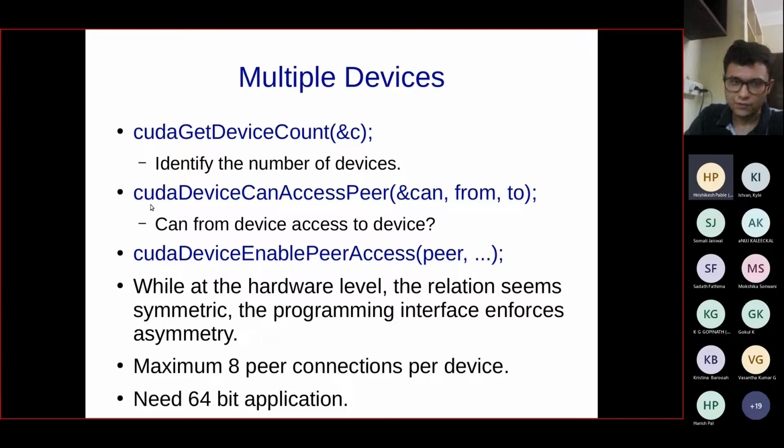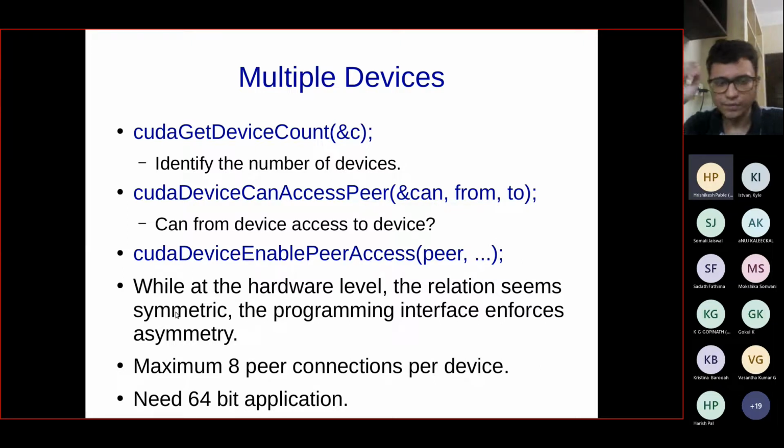And if the peer access is possible, then we need to enable this peer access using some API called cudaDeviceEnablePeerAccess. And then again it's the same, it has some variable peer and then from and to.